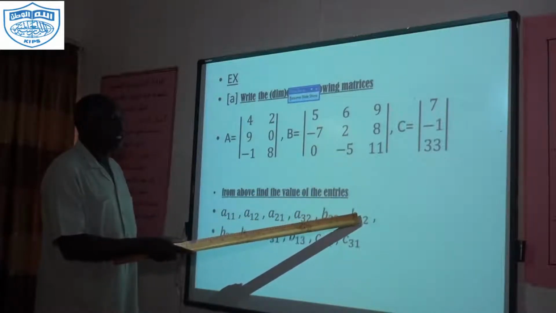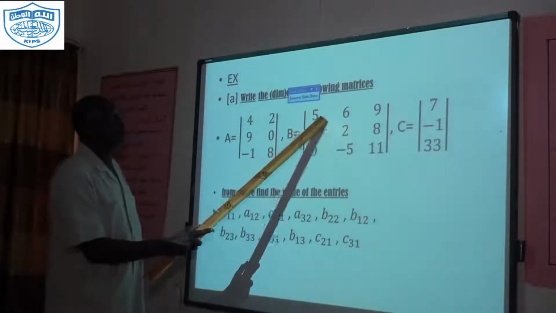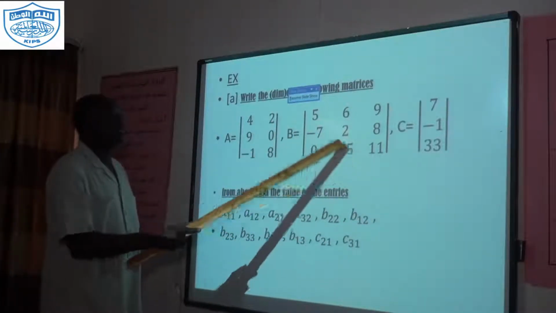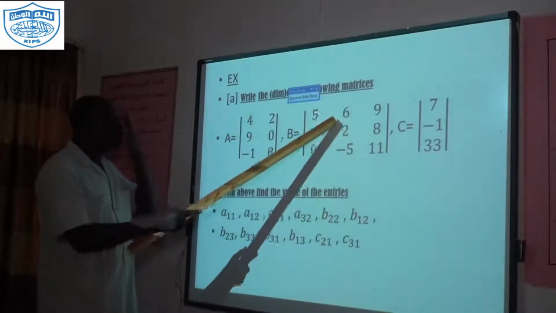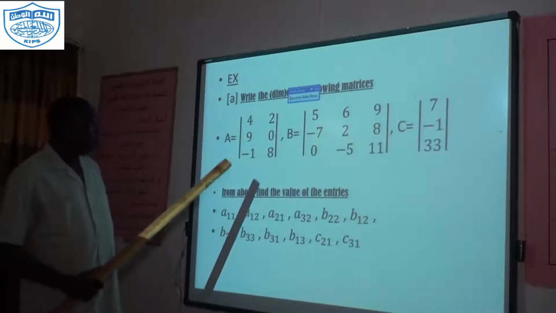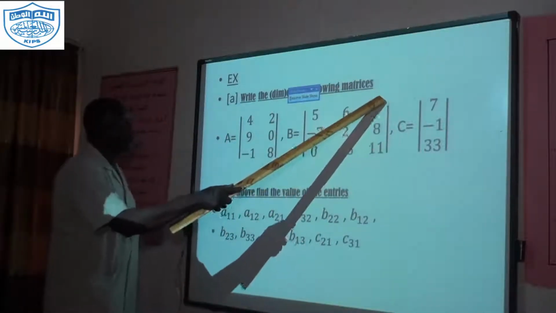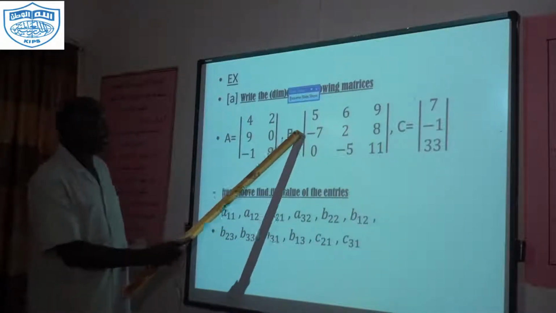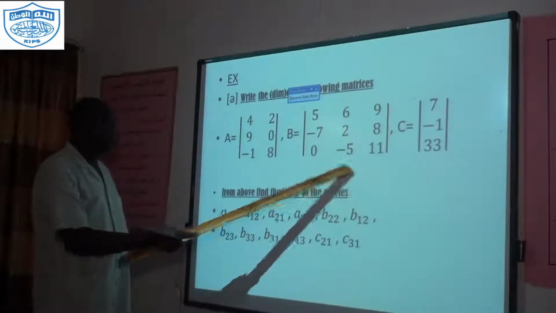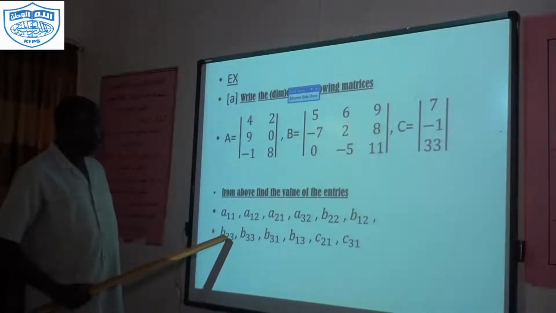B12 means the element that lies at the first row and the second column. The intersection of the two lines is 6. So B12 equals 6. B23 means the element that lies at the second row and the third column. The intersection of the two lines is 8. So B23 equals 8.